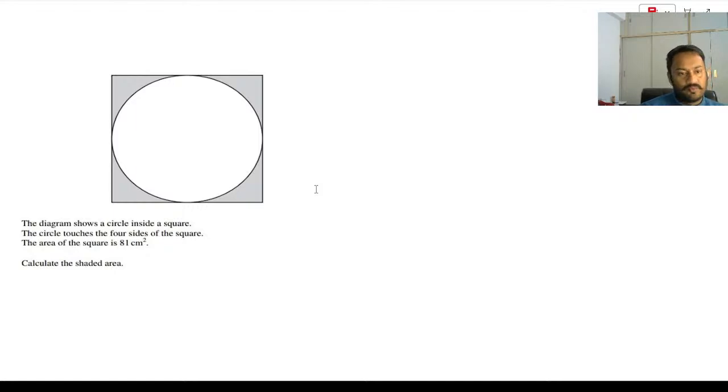You need to calculate the shaded area. I'm giving you 2 minutes to give it a try so that it is easy for you. If I do it, you will not be able to understand. Like if you give it a try, then it will be easy. Okay, so just give it a try. I'm having some water. Till then you can just solve this.